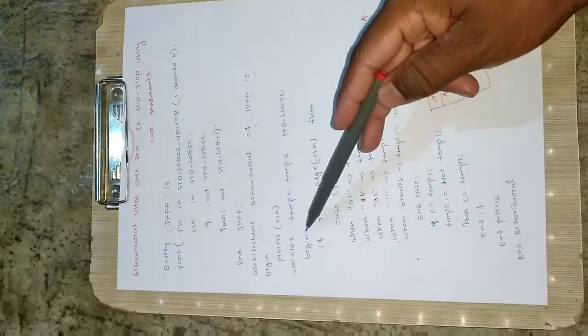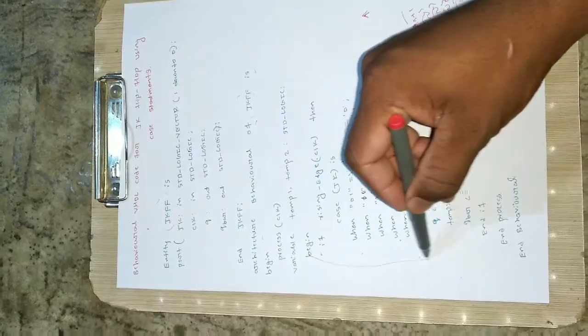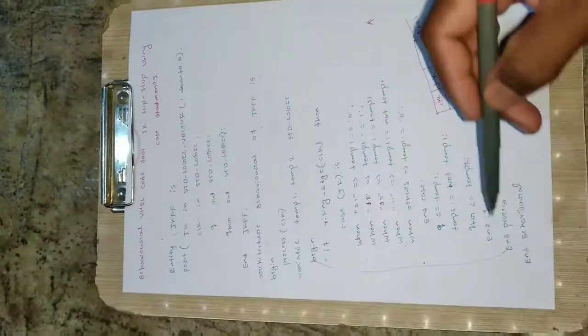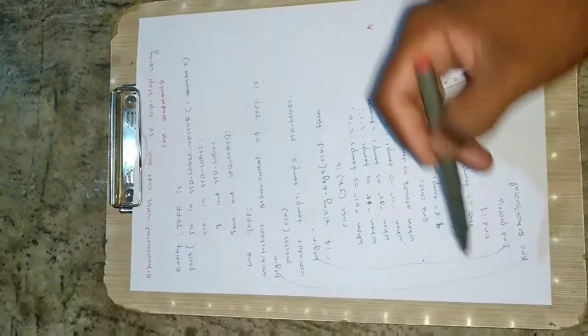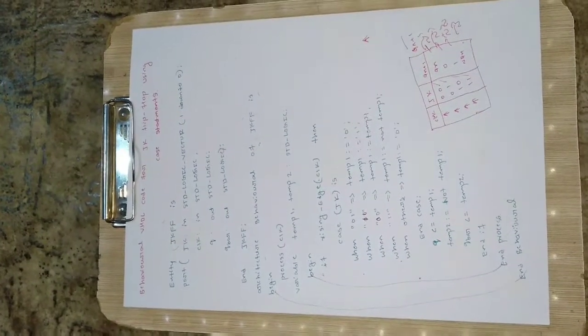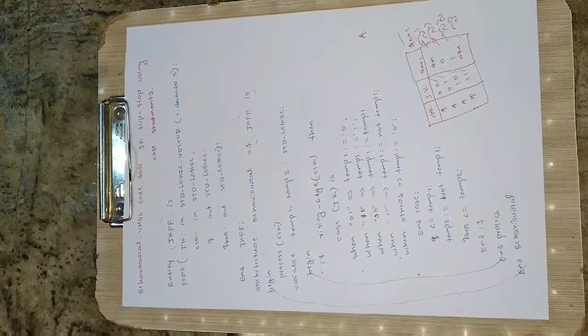So this is the process and this is the begin for that one. So it's like this: begin and this end process, and then end behavioral, then this begin and this behavioral will be ending. So like this we can write the VHDL code for JK flip-flop using case statements.